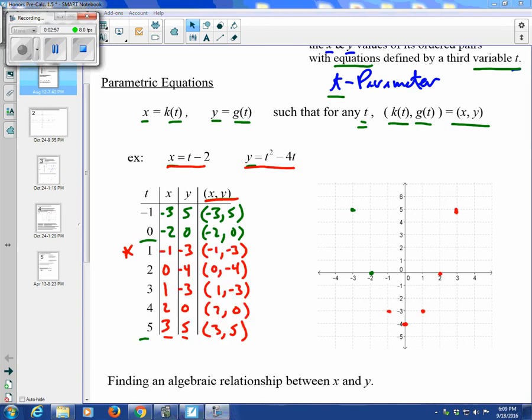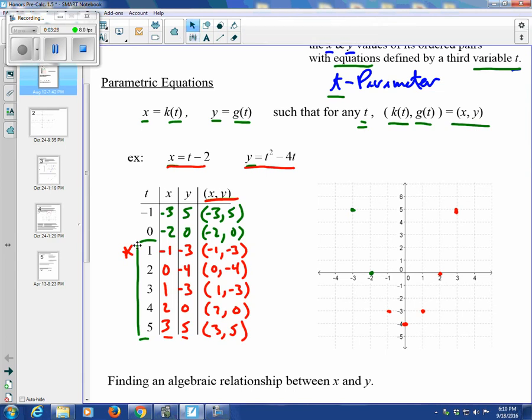Okay, so right here we've plugged in t values from 1 to 5, and we've gotten x and y values giving us ordered pairs over here that we've graphed. For the t value of 1, we get the ordered pair -1, -3. For the t value of 2, we get the ordered pair 0, -4. For the t value of 3, we get the ordered pair 1, -3. And for the t value of 4, we get 2, 0. T value of 5 gives us 3, 5. And we graph those ordered pairs right here.